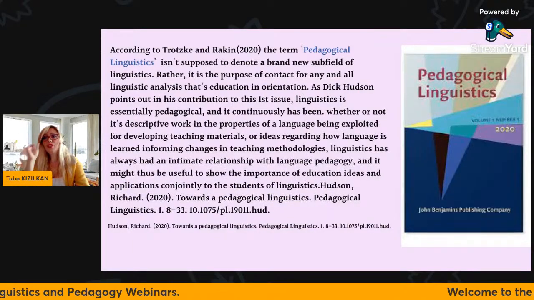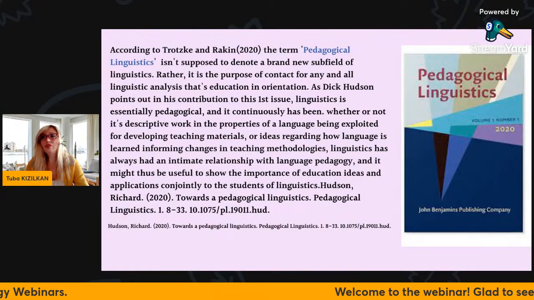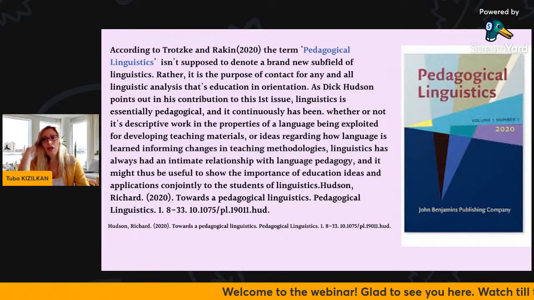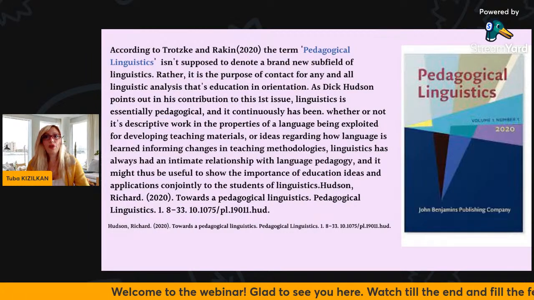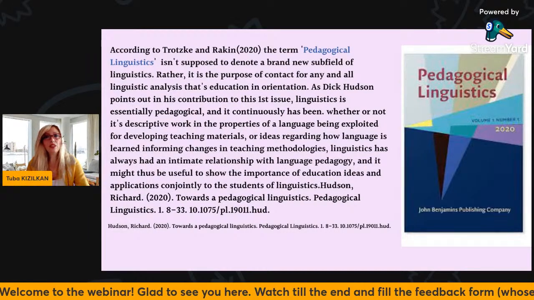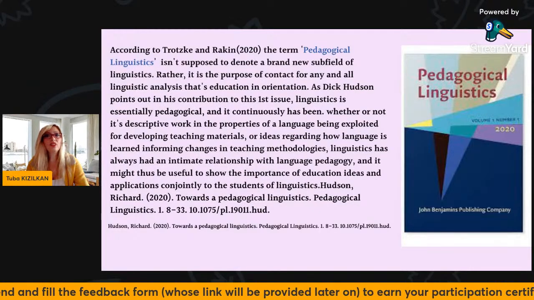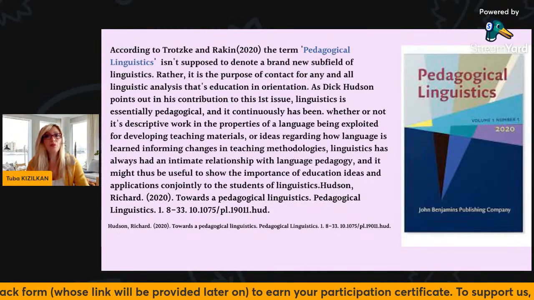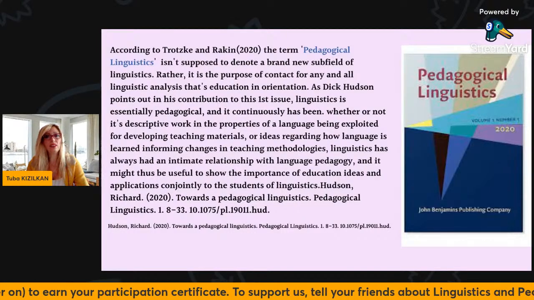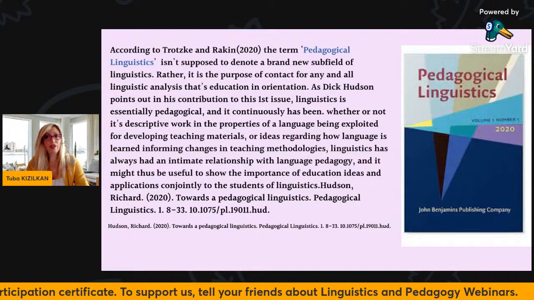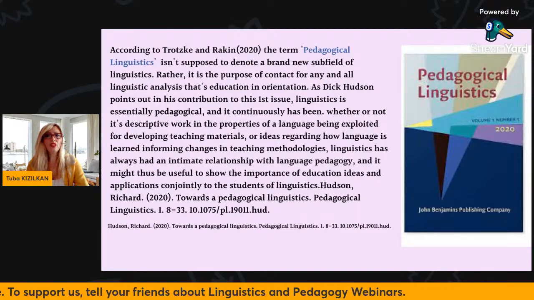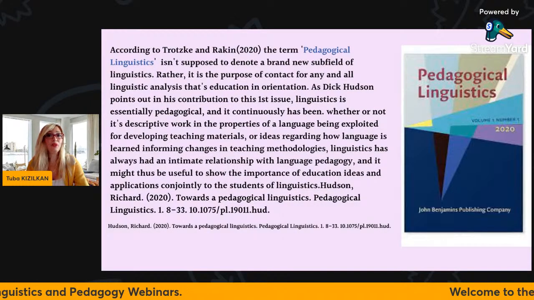And here's a great resource, a book by Trotsky and Rakin. It is called Pedagogical Linguistics. And according to Trotsky and Rakin, the term isn't supposed to denote a brand new subfield of linguistics. Rather, it is the purpose of contact for any and all linguistic analysis, that is, education in orientation. And also, Dick Hudson points out in his contribution to the first issue, linguistics is essentially pedagogical.